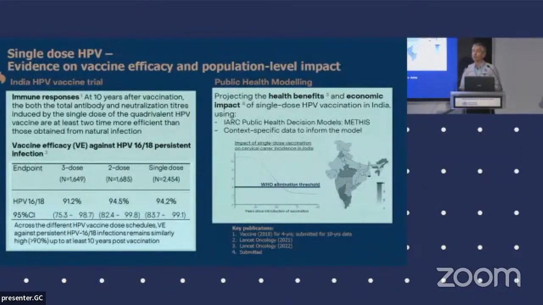One big shift in the potential affordability and feasibility of introducing HPV vaccines in countries that were perhaps struggling in the past is increasing evidence that a single dose of HPV vaccine would be similarly efficacious to two or three doses. A large part of that data arose from IARC, the India study that has been led from IARC. And indeed, we have also been able to show the benefits that shifting a country like India to a single dose of HPV vaccine could have on cervical cancer incidence and indeed elimination in a big country such as India. So this is something that could potentially be a game changer in speeding up the implementation of HPV vaccines around the world.